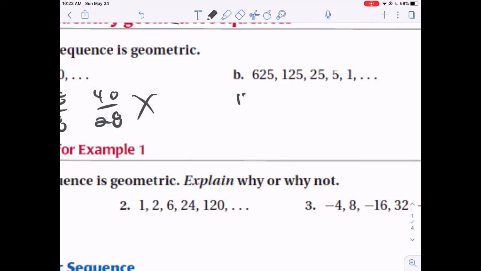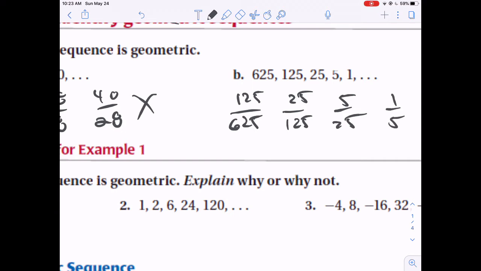So I'll do 125 over 625, 25 over 125, 5 over 25, 1 over 5. I'm going to work from right to left because it'll simplify easier for me. 1/5 is the first one on the right. 5 over 25, divide both by 5, I get 1/5, all right? 25 and 125, divide both by 25, I get 1/5. I'm feeling pretty good about this. And the first one, divide both by 125, I get 1/5. So that one is geometric. All of them have the same ratio.